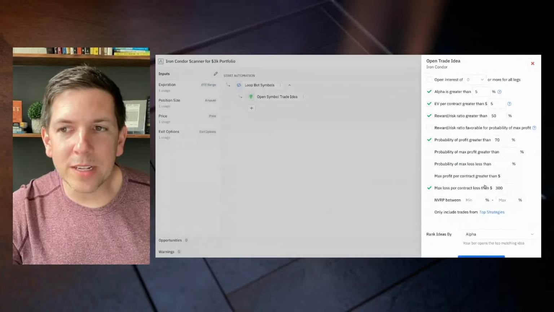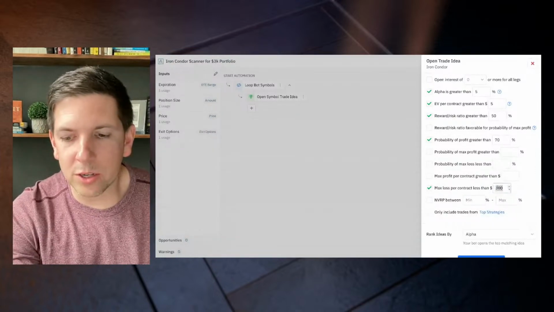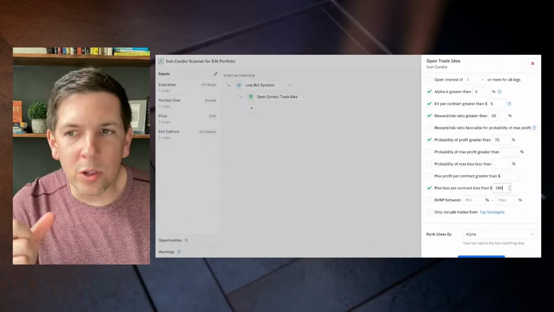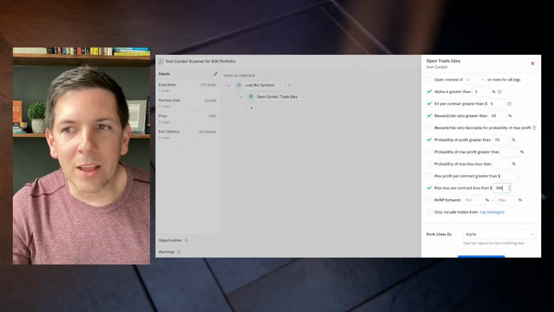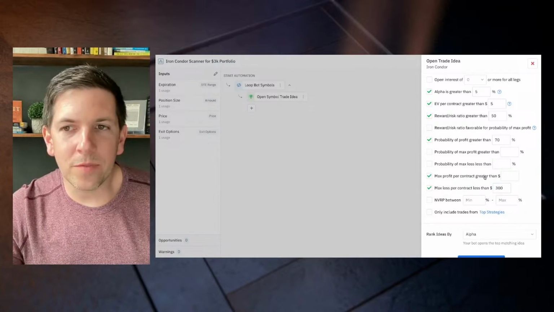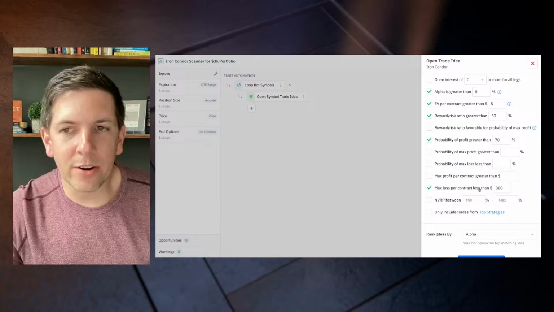Now you can set this lower if you want to. If you want to start and you say, I want it to be $200, you can set it lower and it'll look for tighter positions. Now that my portfolio has grown a little bit, I set it just slightly higher than $250 and I set it up to $300.